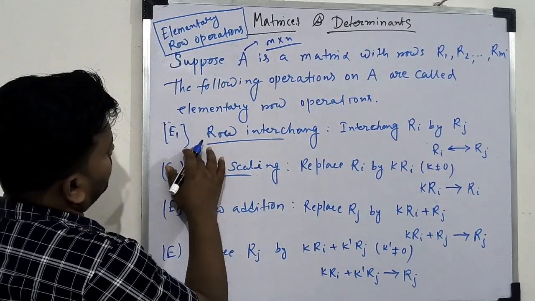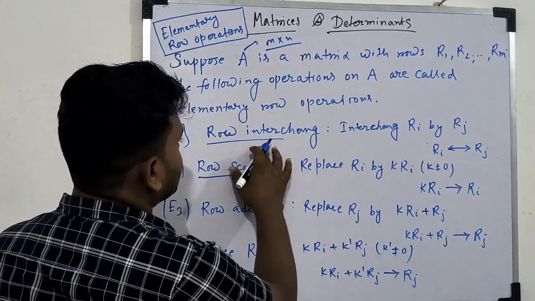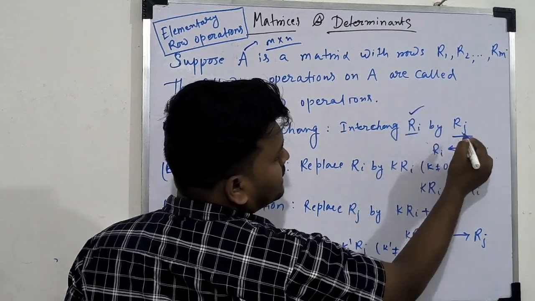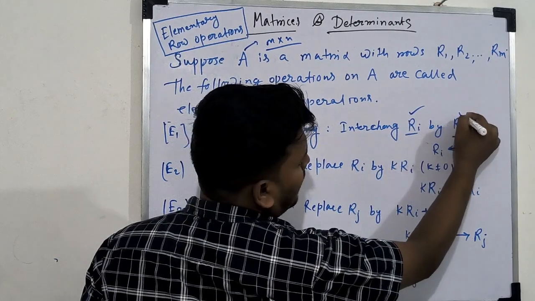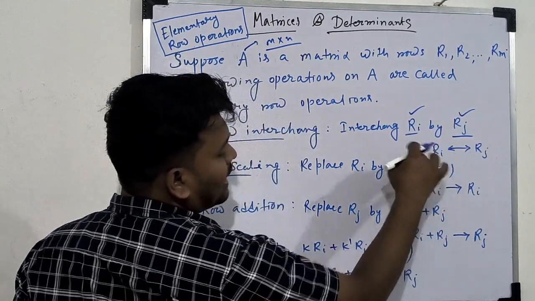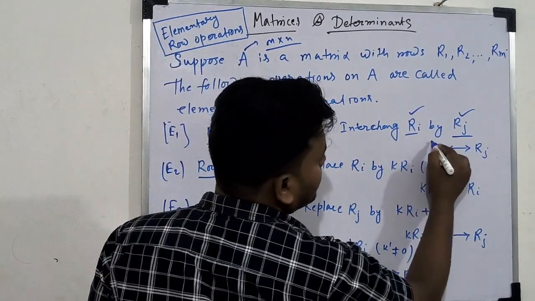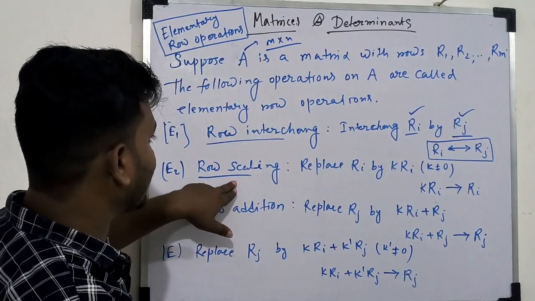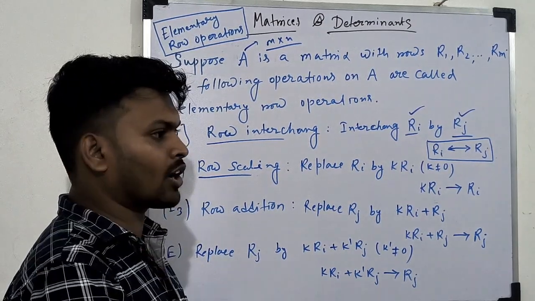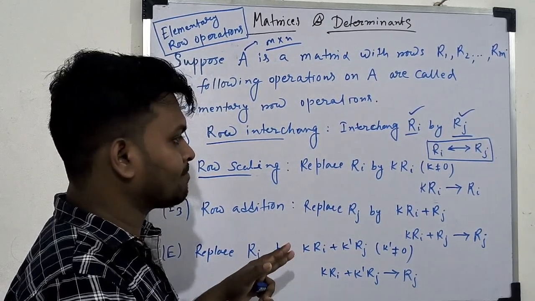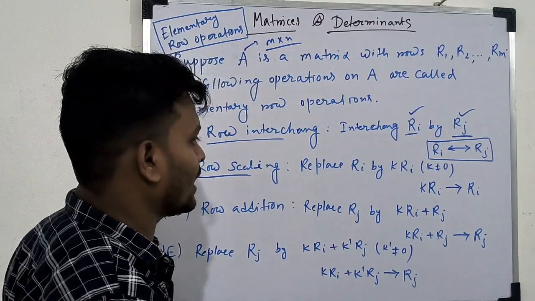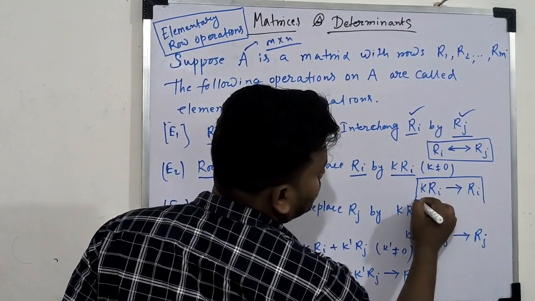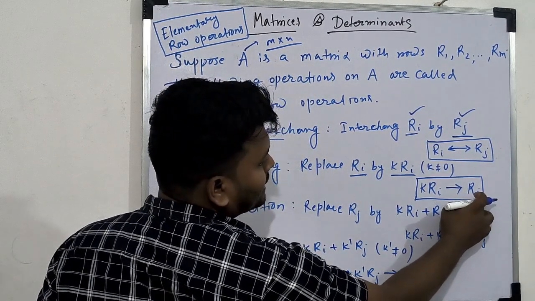The first is row interchange. In this operation we just interchange two rows, Ri and Rj. So Rj becomes Ri and Ri becomes Rj, and we denote this row operation like this. In the second, row scaling, we multiply one row by a scalar k and the new row becomes k Ri. So we replace the row Ri by k Ri, and we write this operation like this: new Ri is k into Ri.